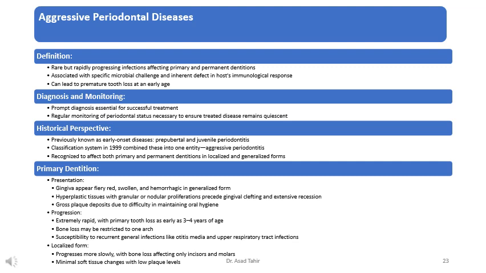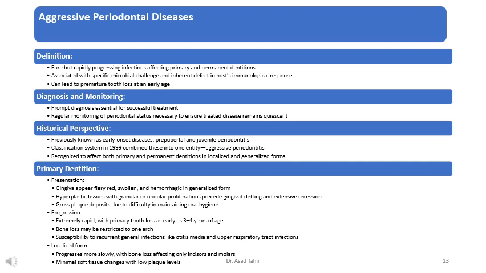Historical perspective. Previously known as early-onset diseases, prepubertal and juvenile periodontitis. The classification system in 1999 combined these into one entity, aggressive periodontitis. Recognized to affect both primary and permanent dentitions in localized and generalized forms.